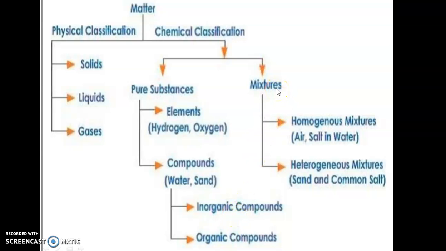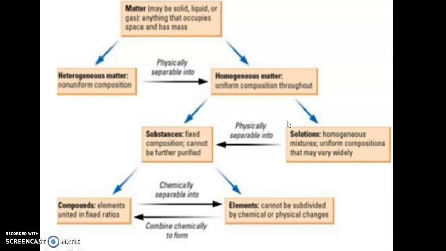Now we see the mixtures, which are categorized in the chemical classification. Mixtures are again divided into 2 parts: homogeneous mixture, for example air, salt in water, etc., and heterogeneous mixture, for example sand and common salt. So what is a homogeneous mixture? Now we see in the next slide.